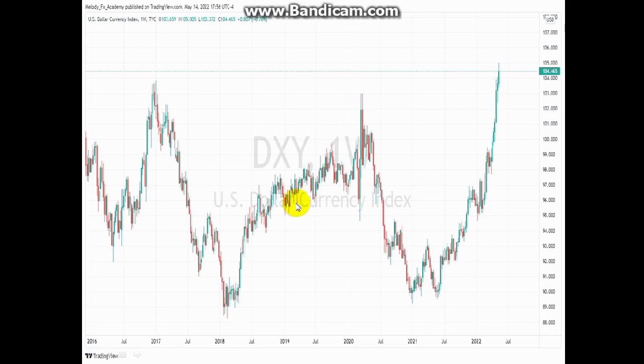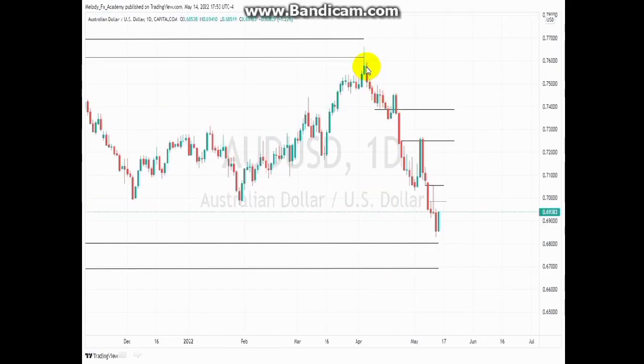So now we're having a bullish US dollar, right? We're having a bullish US dollar, so all foreign assets should be bearish, which is what we can see here.